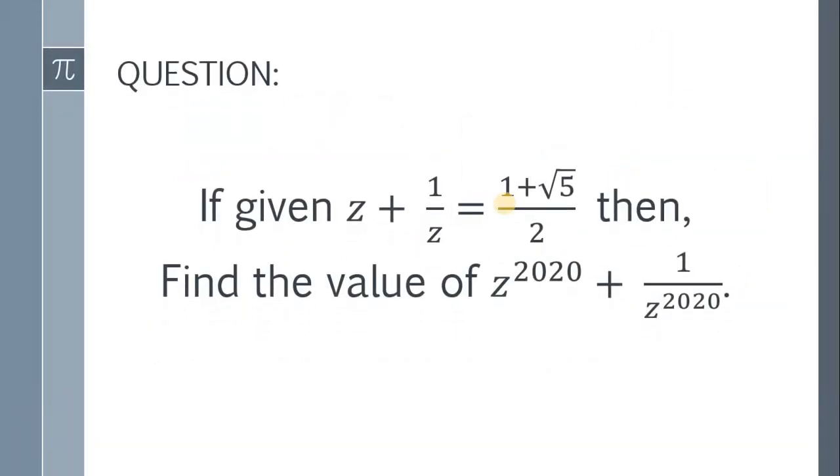If given z plus 1 over z is equal to (1 plus square root of 5) all over 2, then find the value of z raised to 2020 plus 1 over z raised to 2020. Now if you want to try this problem, just pause this video, and if you're ready, here's the solution.